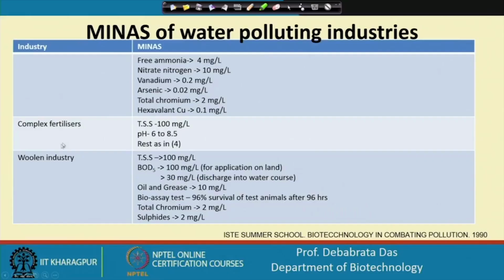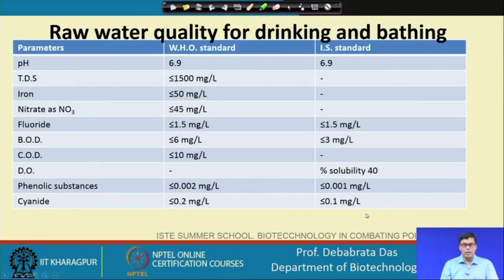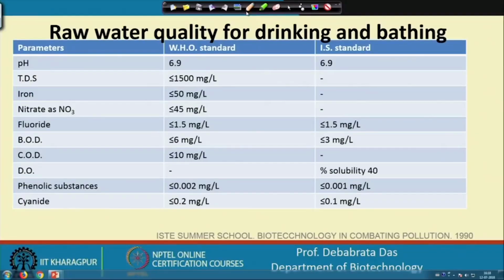Now, we have complex fertilizer, woolen industry, then synthetic fiber, semi-synthetic fiber, and sugar industry. As I mentioned, the different industrial effluents have different disposal standards. And one thing is that when the Central Pollution Control Board determines the disposal standard, they also tell you the possible method through which this can be reduced. Otherwise, it is very difficult for the industries to follow it up. So, they take that into account.